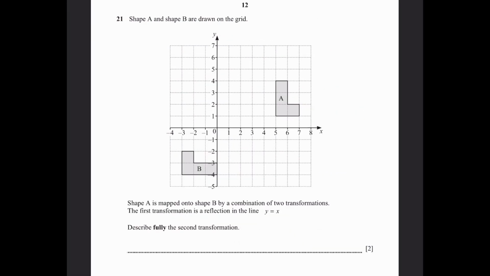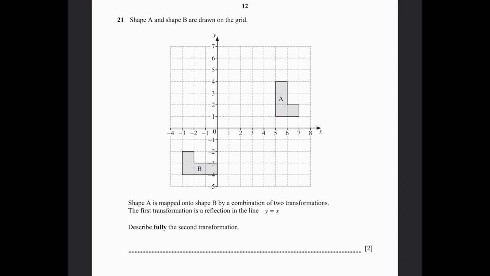Question 21. Shape A and shape B are drawn on the grid. Shape A is mapped on shape B by a combination of two transformations. First one is the reflection on the line y equals x. Describe fully the second transformation. So first transformation is the reflection in y equals x. So first I'll draw that line y equals x. It's like this. So this line is the line y equals x. This line actually passes through the origin as well over here.